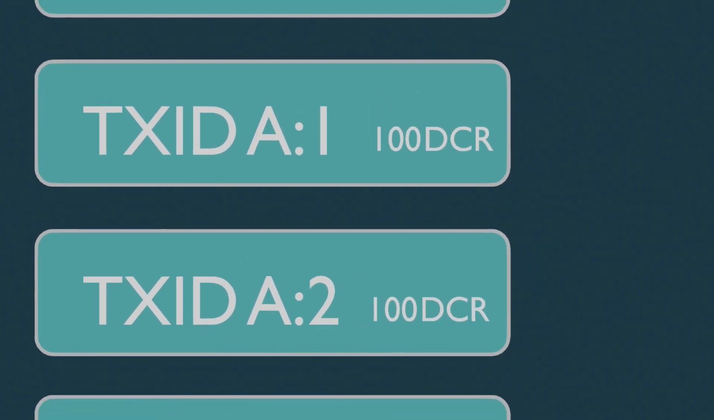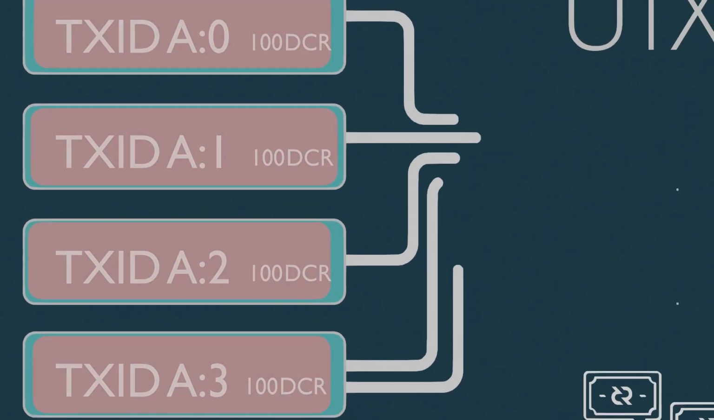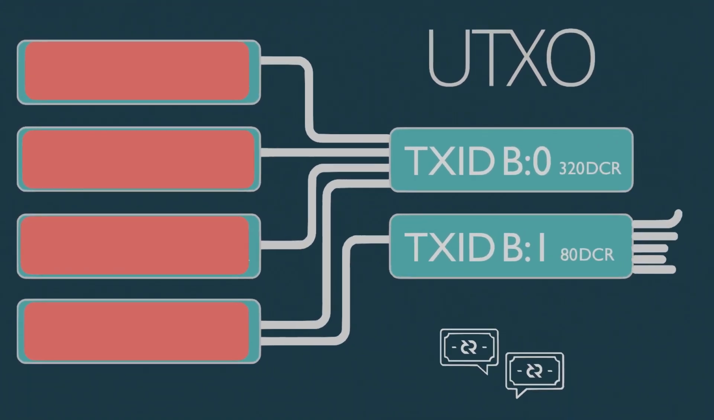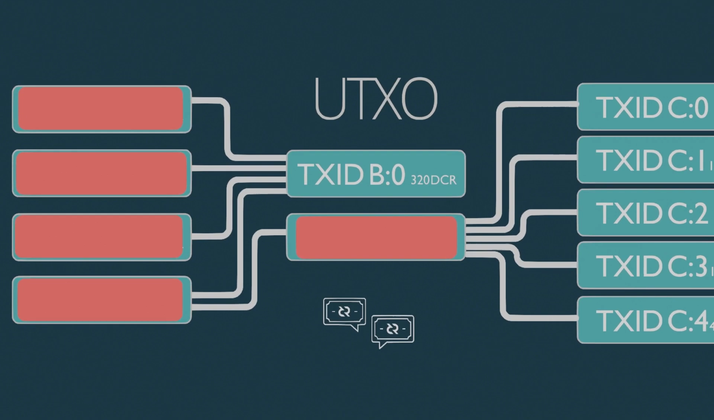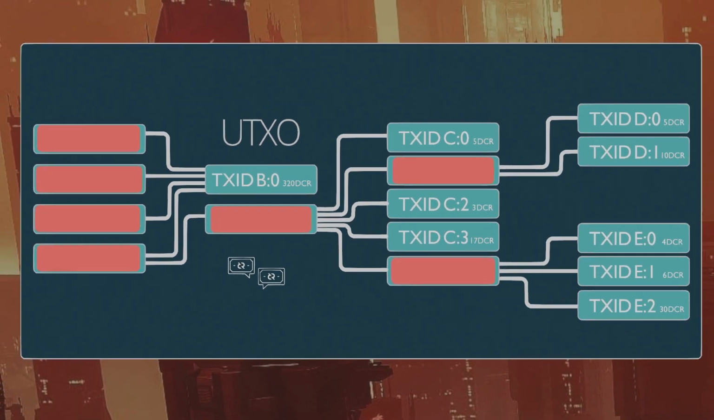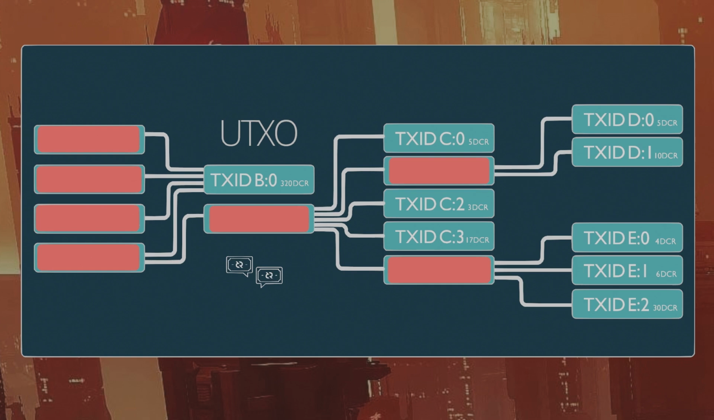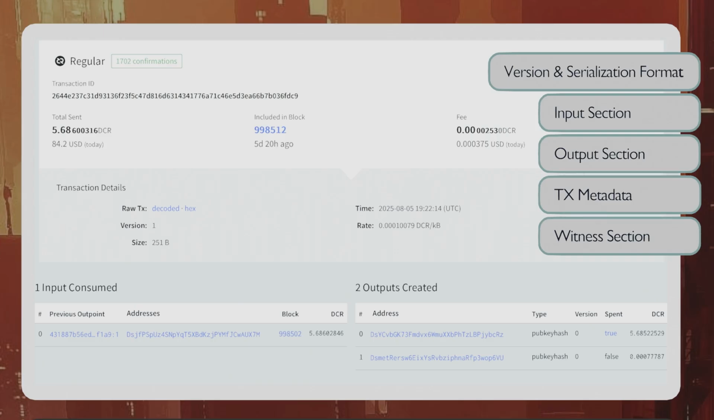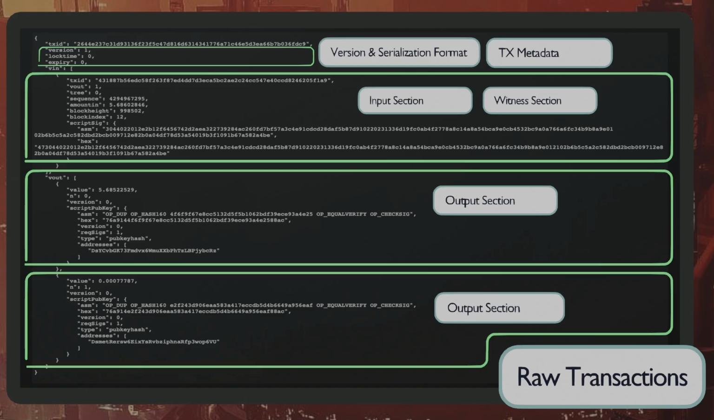We've established that UTXOs function as digital banknotes in our wallet, being destroyed and recreated with each spend, and linked through transaction hashes to track ownership and prevent double spending. Next, we'll explore transaction serialization, examining the fields and hex format used to build raw transactions. We'll start with the simplest case, a regular transaction with one input and two outputs.